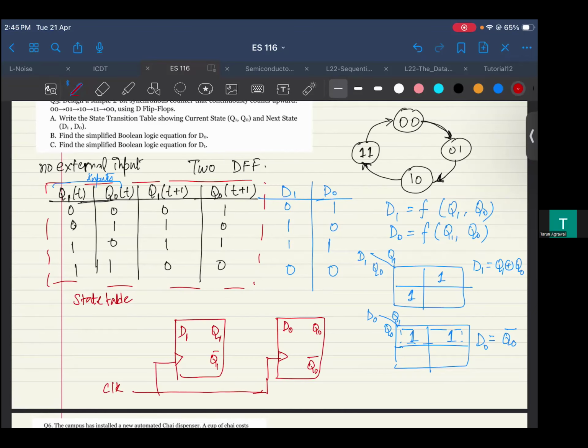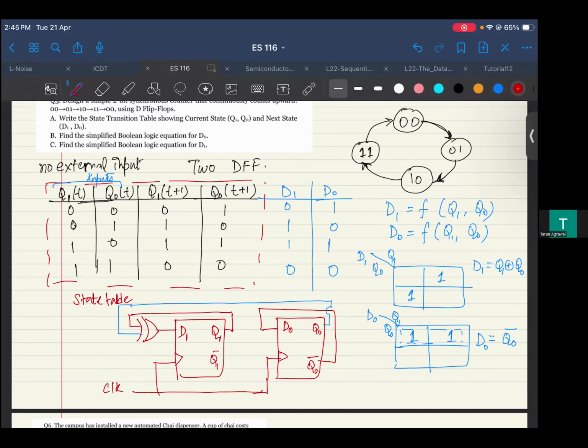You see D0 is just Q0 bar, so we can just connect it to Q0 bar. But the other input is Q1 plus Q2. So there is an XOR gate which we have to make. In this gate, there is one input which is coming from here, and there is another input which comes from this part. That's the Q, right?